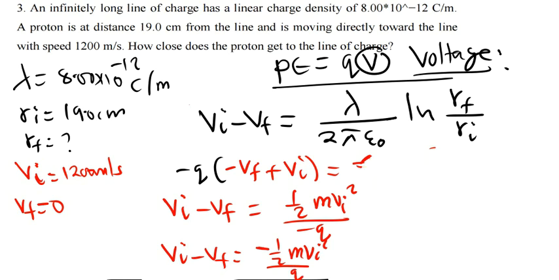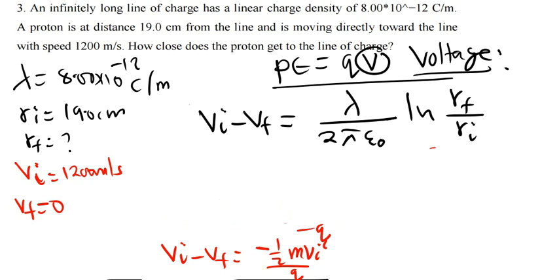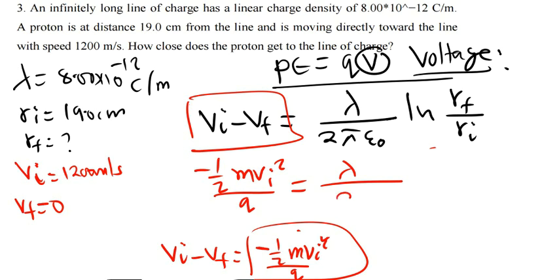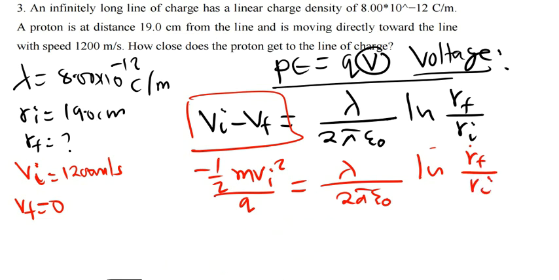Now that I have this, since I don't have voltage, I'm going to replace this with that. So let's go ahead and do that. That is going to be replaced by half m v initial squared divided by q, which should be equal to the linear charge density over 2 pi epsilon, then ln of R final divided by R initial, like that. And our goal is to find the R final. Now we have everything here.